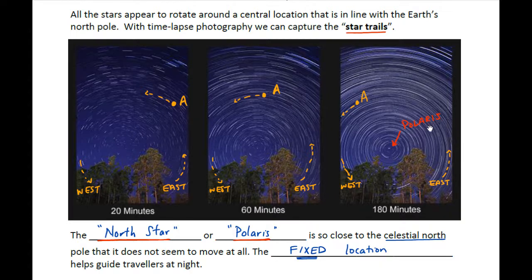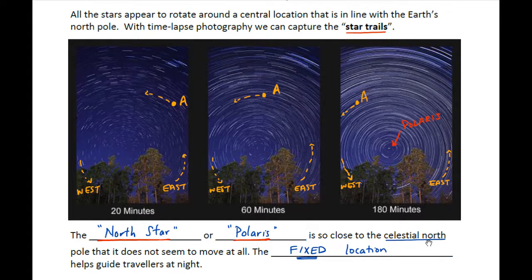And again, the reason that Polaris is that central star has to do with the way our axis is pointed at the celestial North Pole. It appears to have a nice fixed location and gives us guidance to the north in the sky.